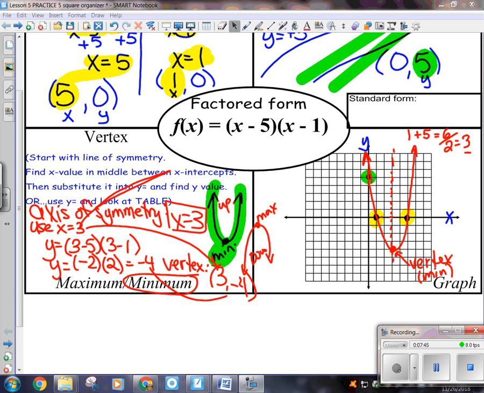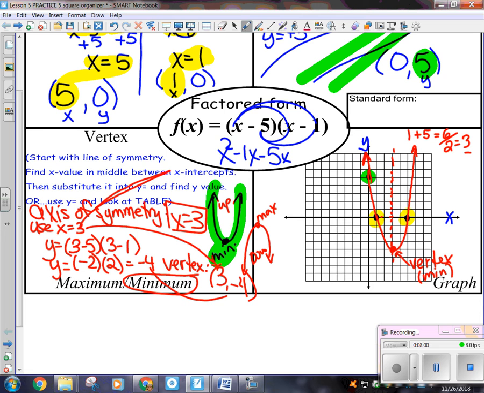We're going to multiply this. So I'm going to take x times x. What's x times x? X squared. X times negative 1 is negative 1x. What's negative 5 times x? Negative 5x. What's a negative 5 times a negative 1? Positive 5. Now I do have some cleanup in the middle: negative 1x and negative 5x. My standard form is x squared minus 6x plus 5.